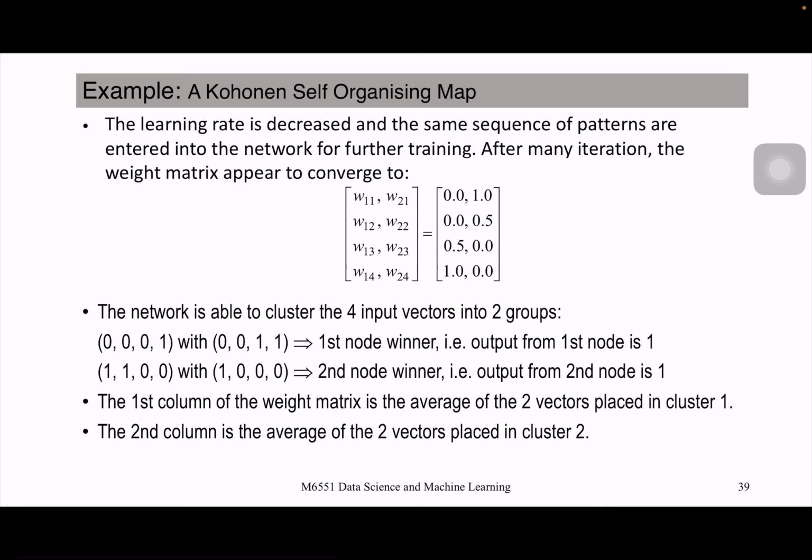In the Kohonen self-organizing map, the learning rate is decreased as a sequence of patterns is entered into the network for further training. After many iterations, the weight matrix appears to converge, and the network is able to cluster the four inputs into two groups: 0001 with 0011 is won by the first node, so the output from the first node is 1, and 1100 with 1000, the output from the second node is 1. The first column of the weight matrix is the average of the two vectors placed in cluster 1, and the second column is the average of the two vectors placed in cluster 2.